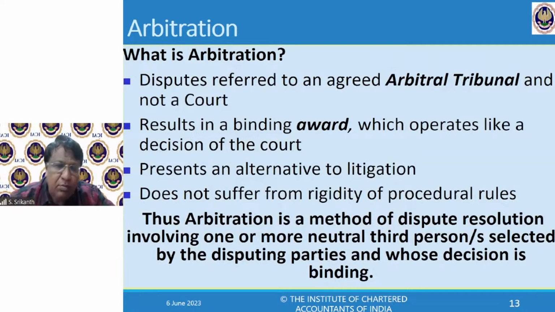Okay. Good. So arbitration is a method of dispute resolution involving one or more neutral third persons selected by the disputing parties and whose decision is binding. So in a way, this is not a definition. This is a description of arbitration. It is a method of dispute resolution involving one or more.